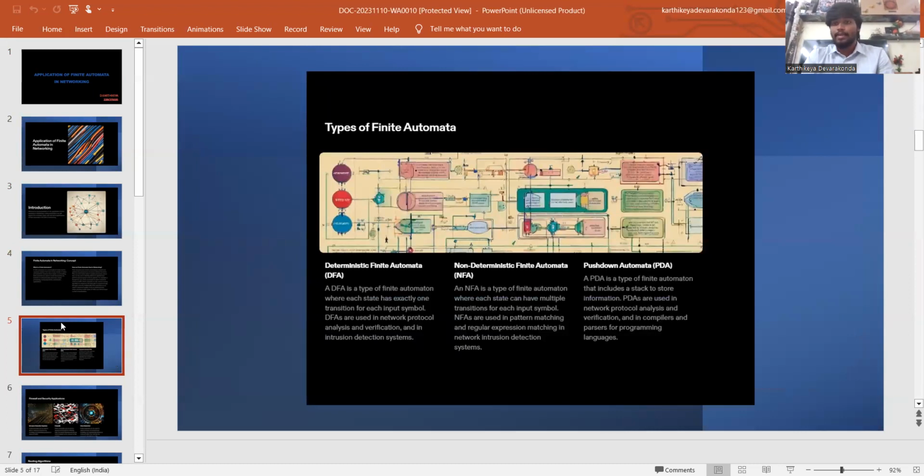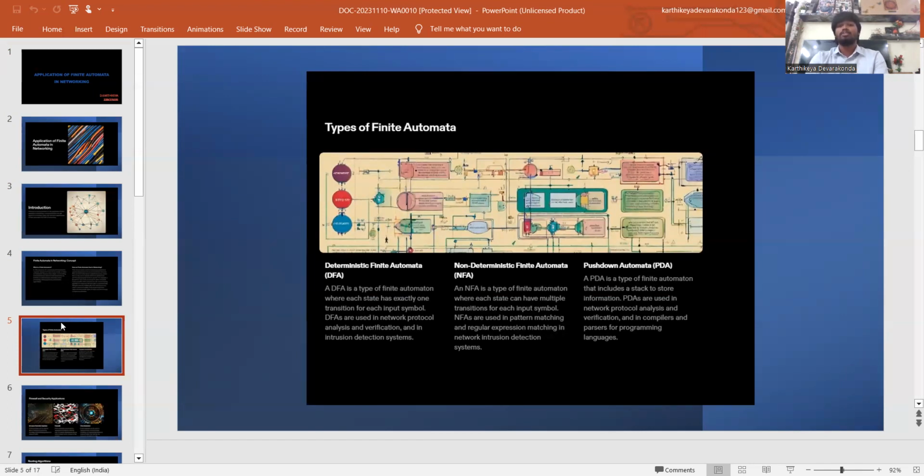Now, we will see the types of finite automata. There are three types of finite automata: DFA, NFA, and PDA. Now we will discuss about the DFA. DFA means deterministic finite automata. A DFA is a type of finite automaton where each state has exactly one transition for each input symbol. DFAs are used in network protocol analysis and verification and in intrusion detection systems.